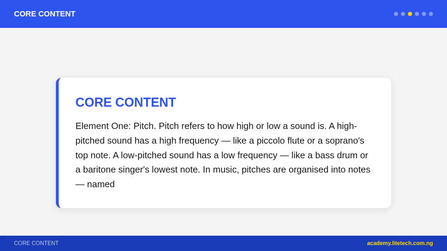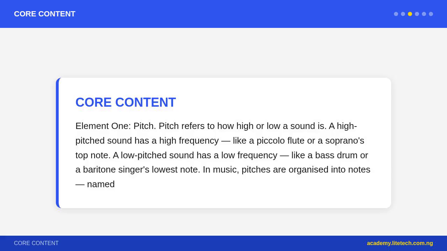Element 4, tempo. Tempo refers to the speed of the music, how fast or slow the beat moves. Tempo is measured in beats per minute, or BPM. Common tempo markings in Italian are largo, very slow, 40 to 66 BPM, andante, walking pace, 76 to 108 BPM, moderato, moderate speed, 108 to 120 BPM, allegro, fast, 120 to 156 BPM, presto, very fast, 168 to 200 BPM.